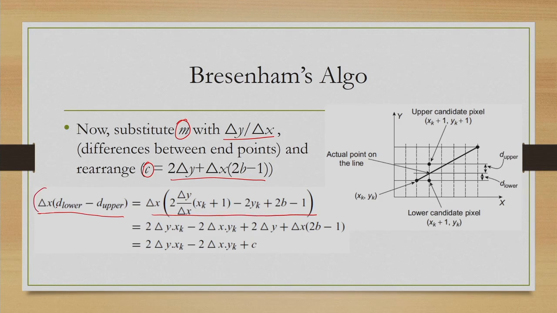Both sides we have multiplied by delta x and replace m with these expressions. Rearranging and expanding, we get this, then we replace this constant term here with c to get this expression. This is a simple manipulation of the terms.